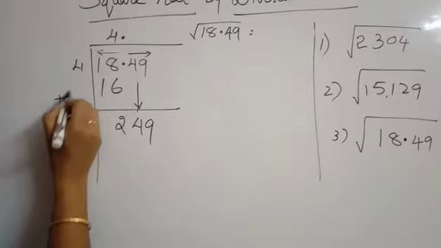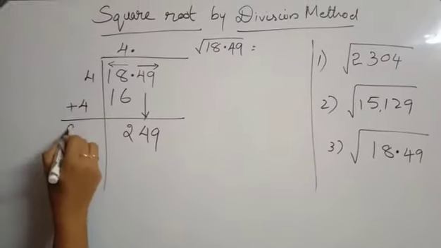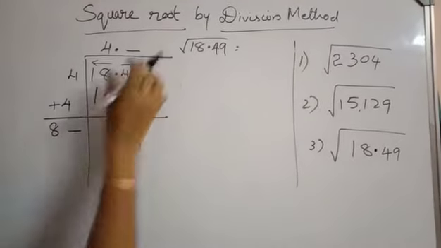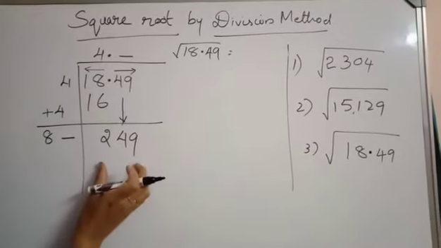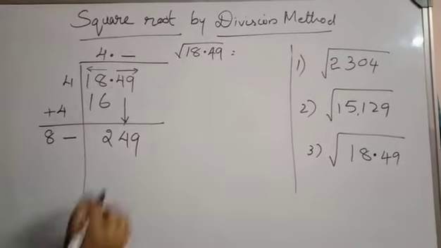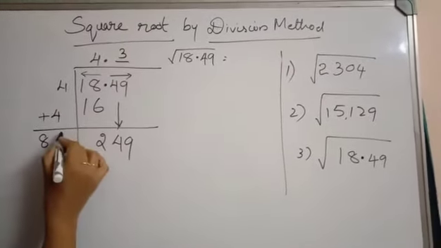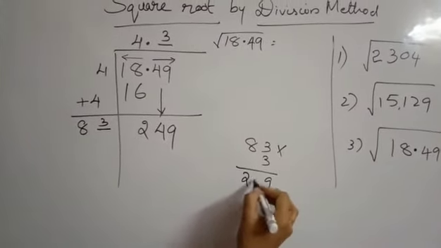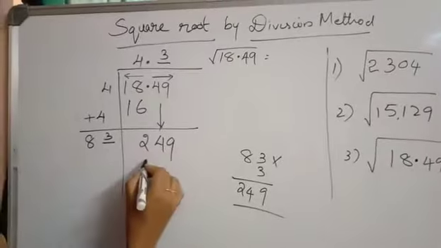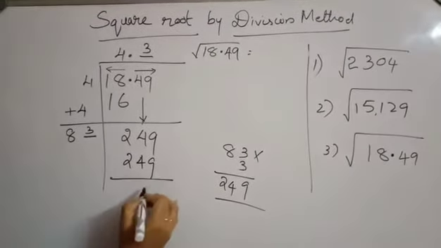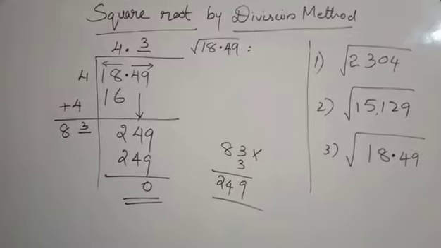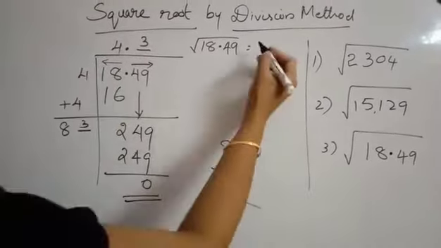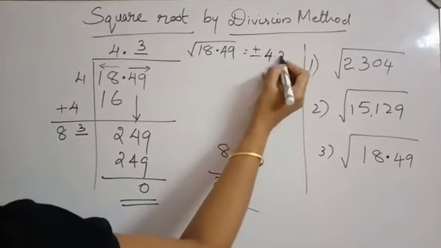Now you have to add 4. This 4 plus 4 will be 8. Again the same process: find a number such that the product of that number and this number will be equal to 249. So let's consider 3. What is 83 into 3? 83 into 3 is 249. And you are getting the remainder as 0. So the square root of 18.49 is 4.3. So your answer will be plus or minus 4.3.